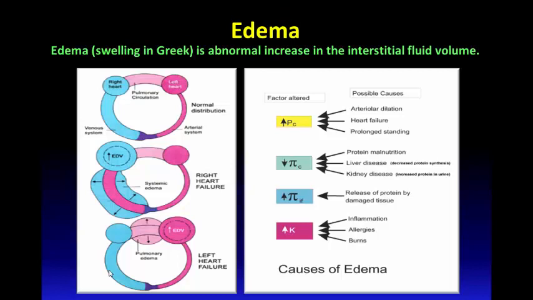Lastly, let's describe the pathophysiology of edema or oedema. Edema is defined as an abnormal increase in the interstitial fluid volume. And we mentioned in detail the mechanism of the systemic edema in right-sided failure and the mechanism of pulmonary edema in left-sided failure in the lecture on heart failure. The causes of edema are summarized in this figure.